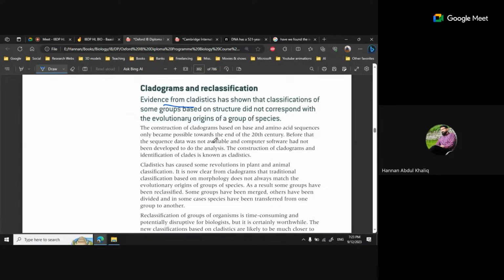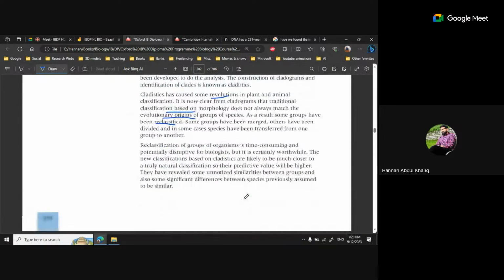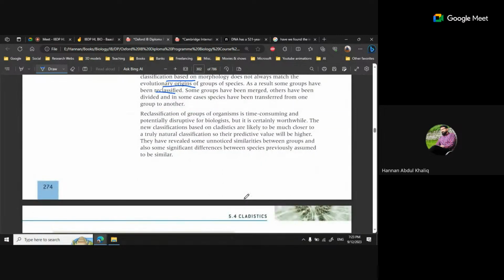Cladistics has caused some revolution in plants and animals. It is now clear from the cladograms that traditional classification based on morphology does not always match the evolutionary origins of the great groups of species. Some groups have been reclassified, and I guess I did not tell you, but you know that there was a kingdom Protoctista. Did I tell you?